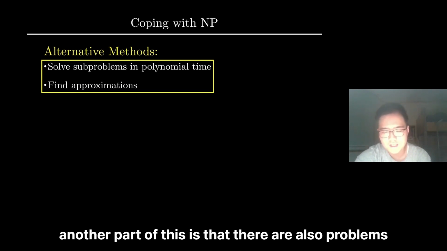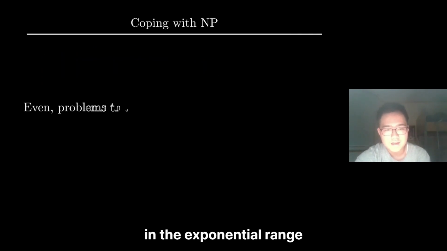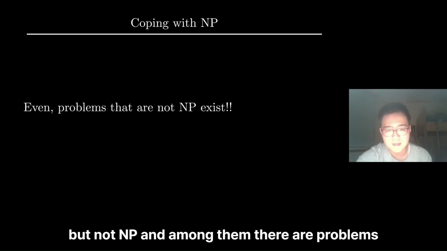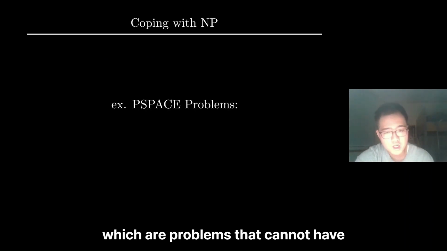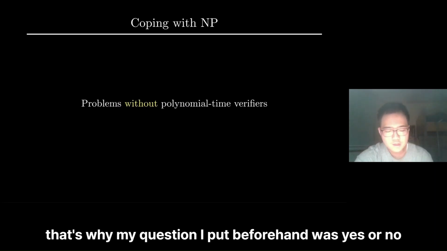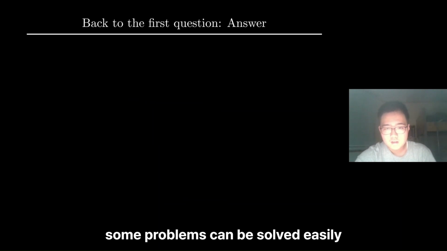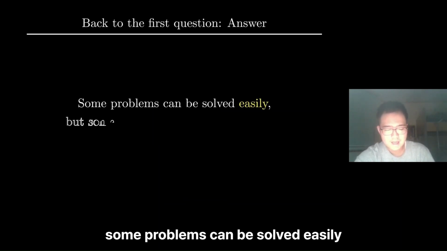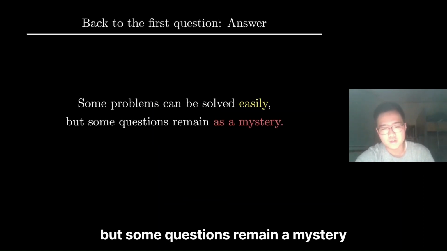Another part of this is that there are also problems in the exponential range, but not in NP. Among them there are problems called PSPACE, which are problems that cannot have a polytime verifier. That's why the question I put beforehand was yes and no. Some problems can be solved easily, but some problem questions remain a mystery.